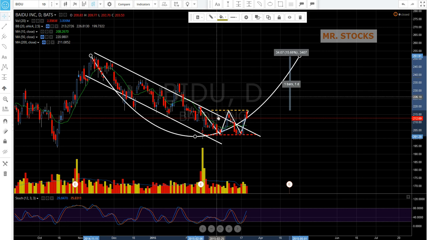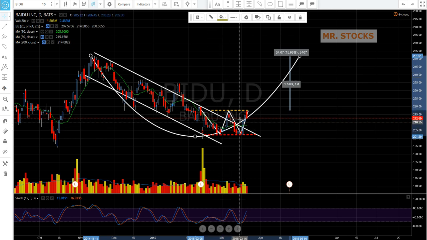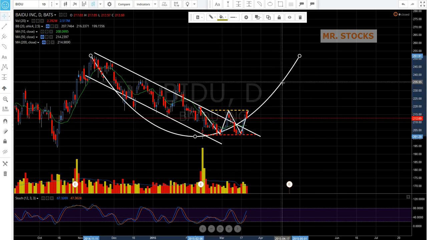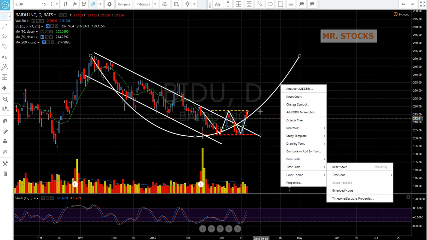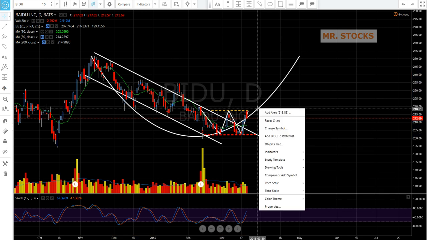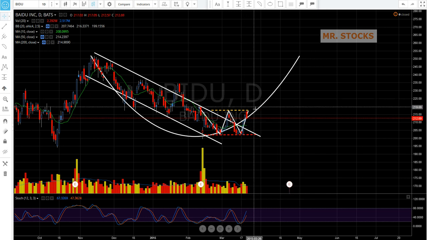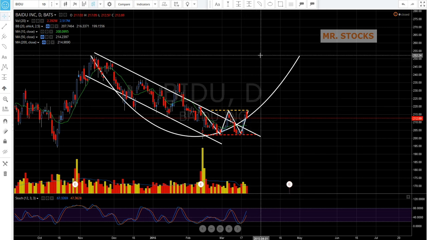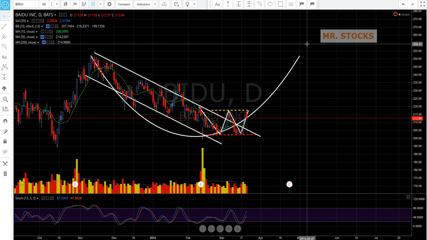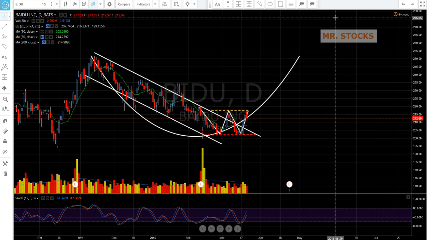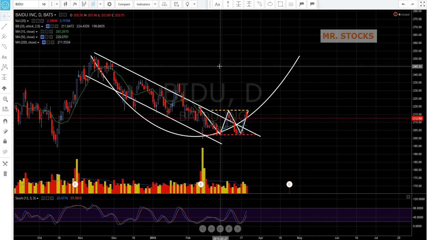So that is the setup that I'm looking at. That's why I sent out the buy on Baidu, and hopefully we'll get a good trade out of this. We'll get 15% by earnings and sell out of it. Watch the reaction to earnings, and if it gaps up, I'll probably get into it and hope for higher. So that's the trade.